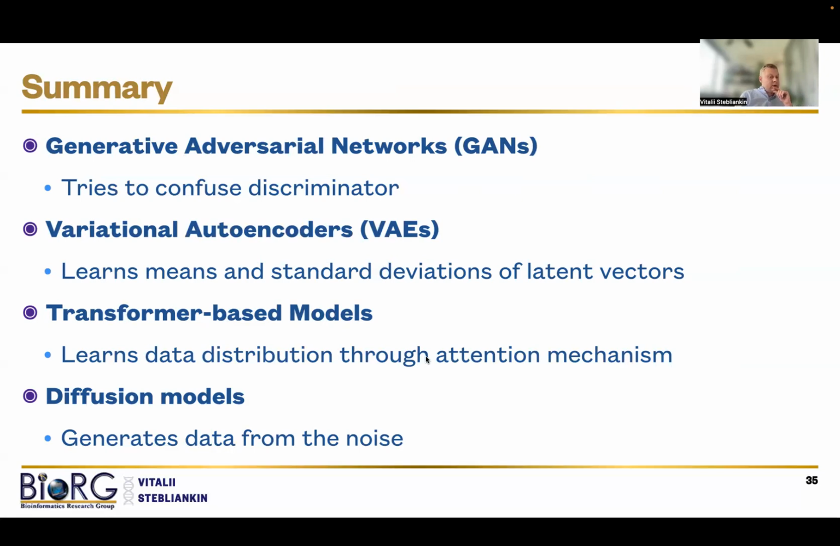And then we learned about diffusion models. It is trained by applying noise to images, and the model tries to denoise it such that it can generate new images completely from the noise. So this is it. This was an overview of generative AI.